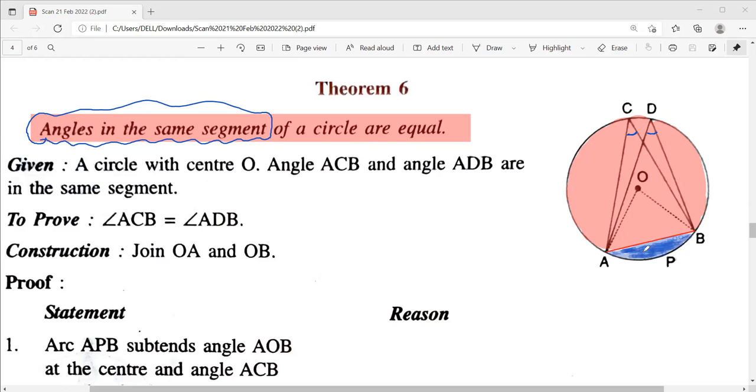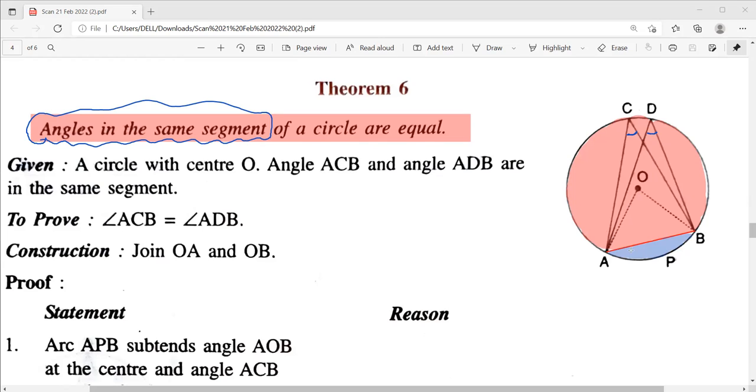So when they say angles in the same segment, they actually mean this. This angle ACB and angle ADB will be equal. That is what they are saying: angles in the same segment of a circle are equal.